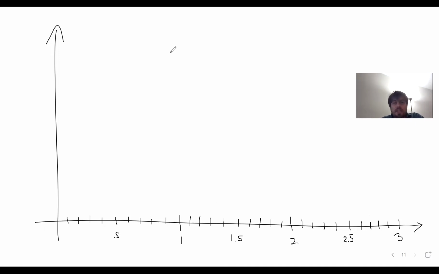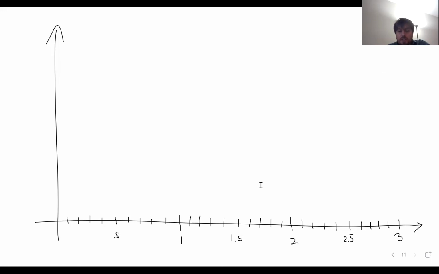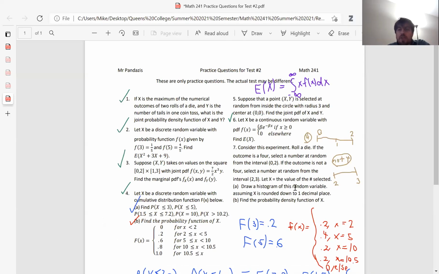The test is only an hour long. I'm not going to ask you a question that would take you a really long time. Draw a histogram of this random variable. Assume x is rounded to 1 decimal place.